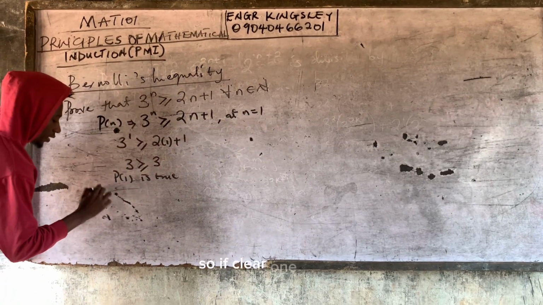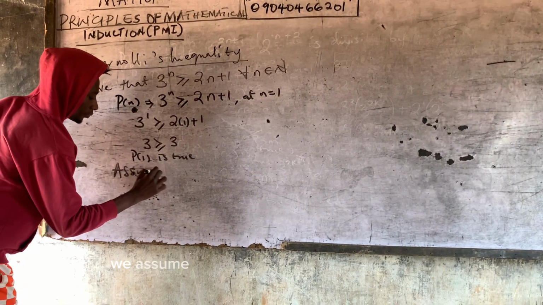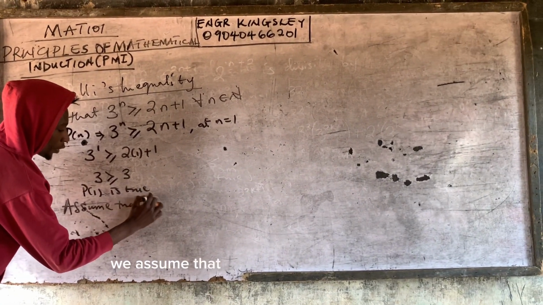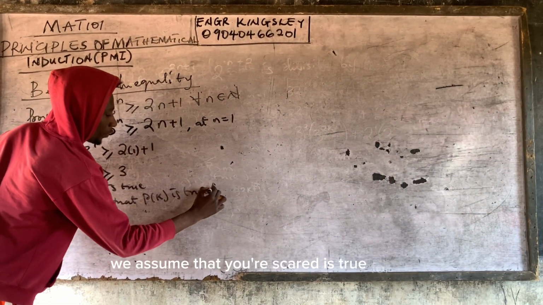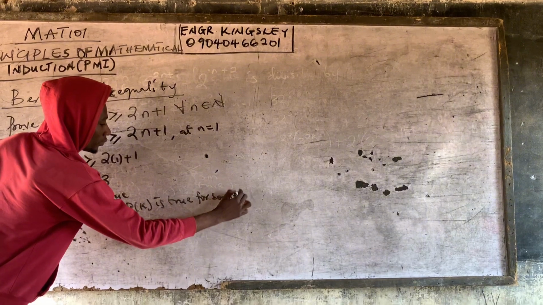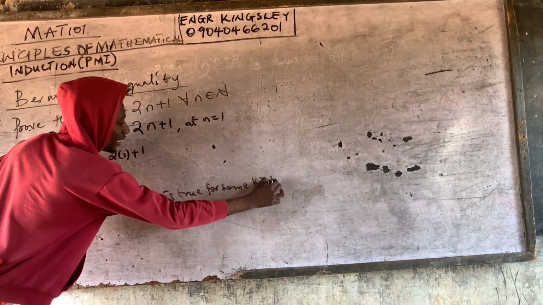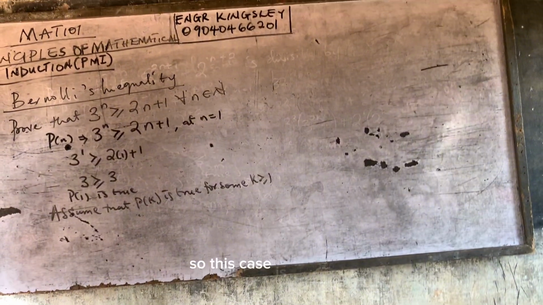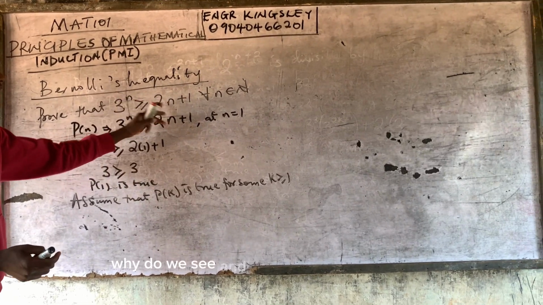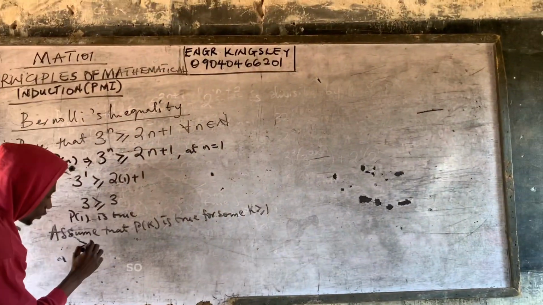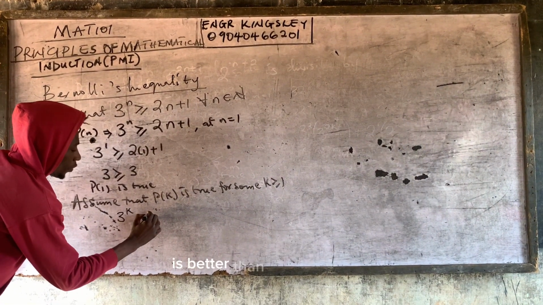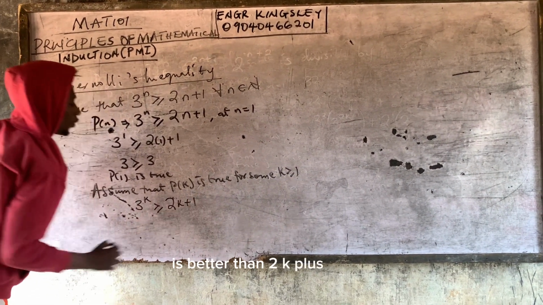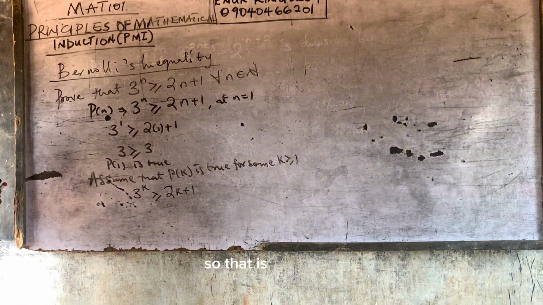So if P of 1 is true, we assume that P of k is true for some k greater than or equal to 1. So if k is greater than or equal to 1, anywhere we see n here, we replace it with k. So we have here 3 raised to the power k is greater than or equal to 2k plus 1. Okay? So that is the assumption.